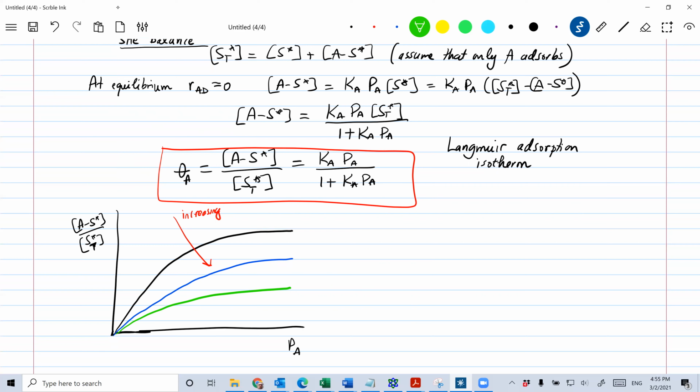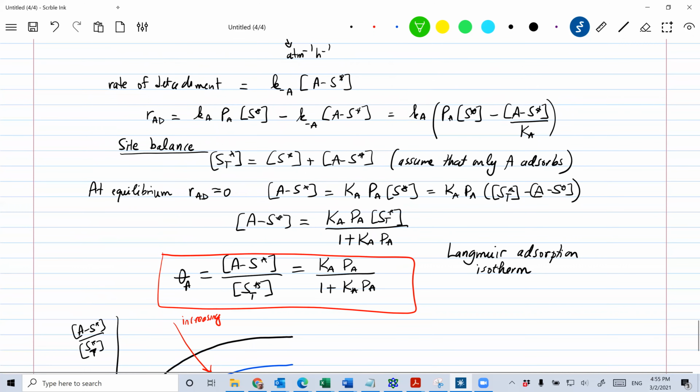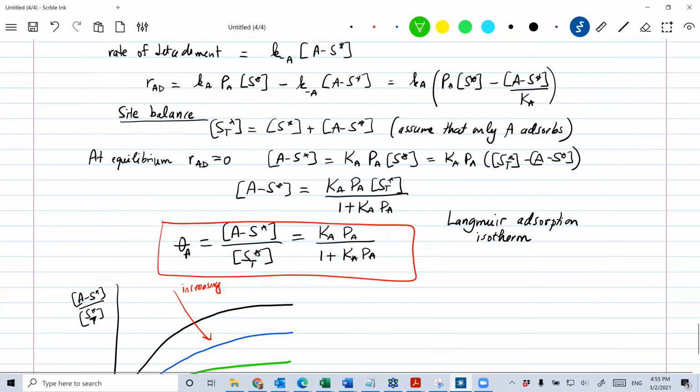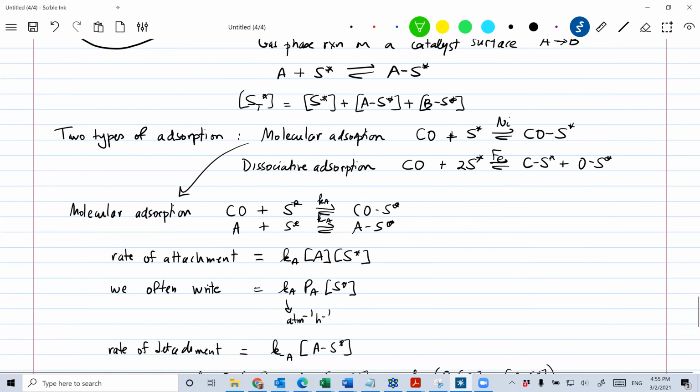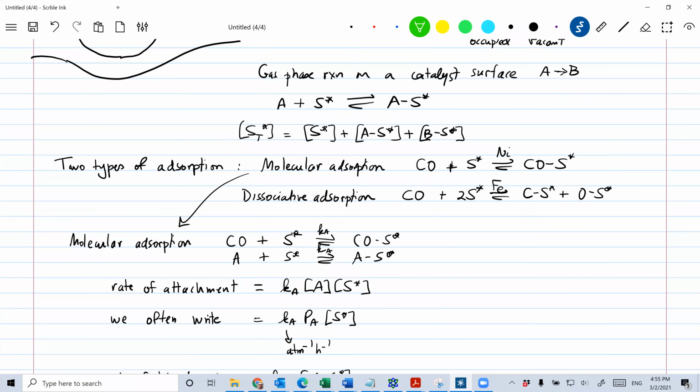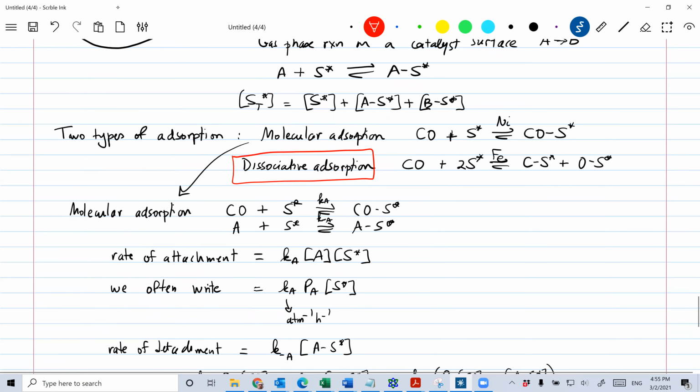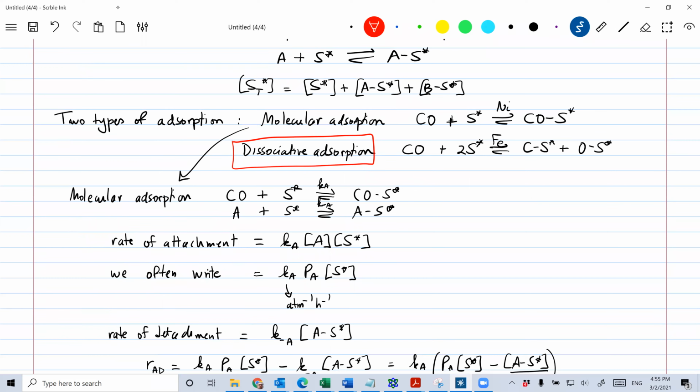Okay, we'll stop there because next time what we'll do is we'll start talking about the next step, which is the surface reaction, right? So now we've talked about the isotherm. We did not talk about dissociative adsorption, but you can think about it the same way. If you go through the same process, you'll do the same thing, but you'd get a different expression for it, and you would plot differently. That's really what would happen.